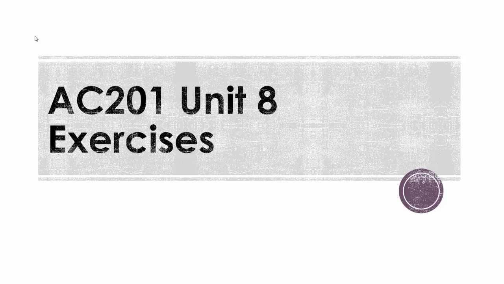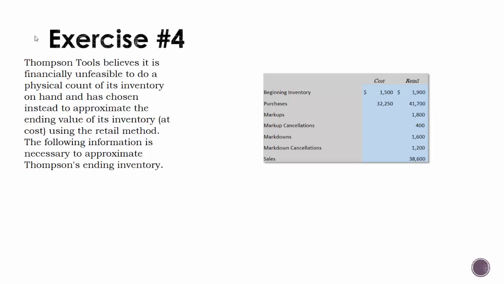Hello everyone, here are the solutions to exercises 4 through 6 from Unit 8. In exercise 4, Thompson Tools believes it is financially unfeasible to do a physical count of its inventory on hand and has chosen instead to approximate the ending value of its inventory using the retail method.